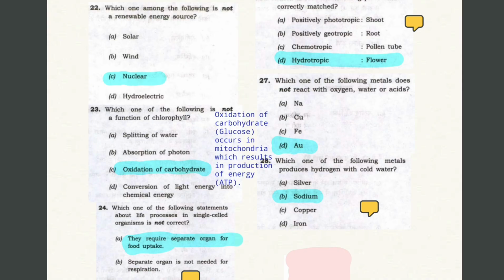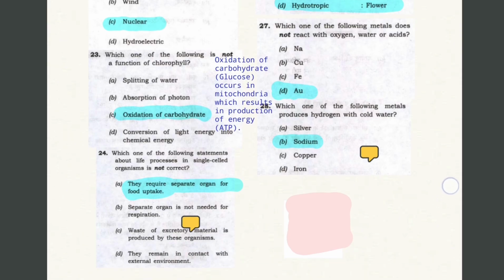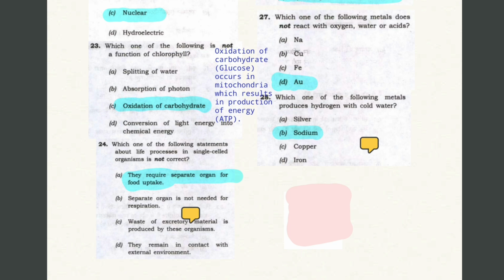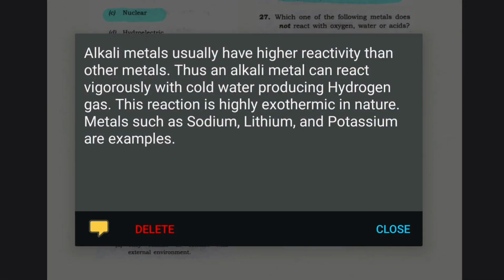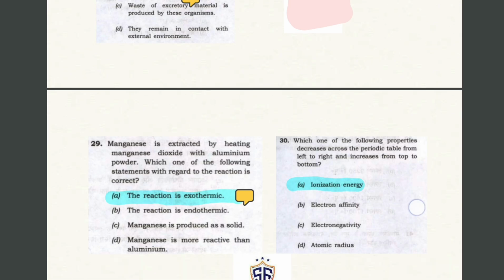Which one of the following metals does not react with oxygen, water, or acid? Au, gold. We have read in 2022 PYQs about the noble metals that gold, silver, and platinum do not react with oxygen or water. So you can refer there. Then, which one of the following metals produces hydrogen with cold water? Sodium. All alkali metals such as sodium, lithium, and potassium produce hydrogen from cold water. And let's move on to the next question.